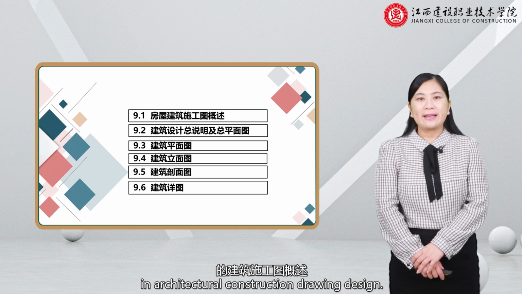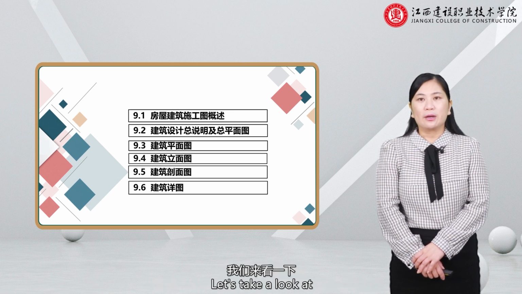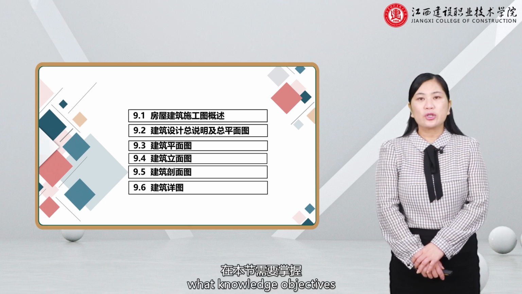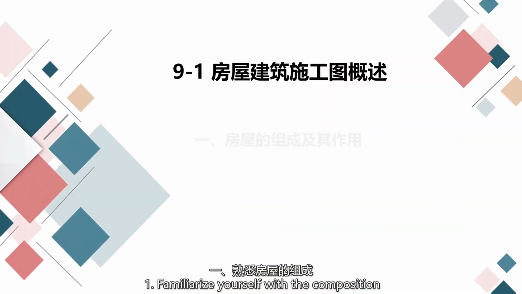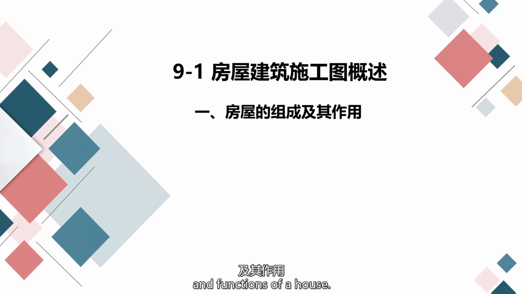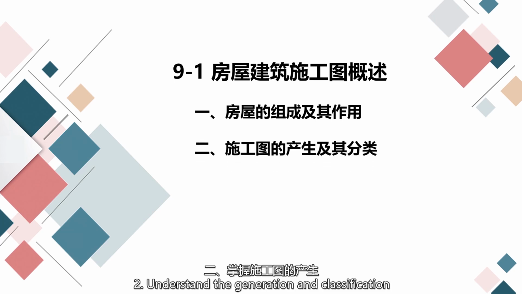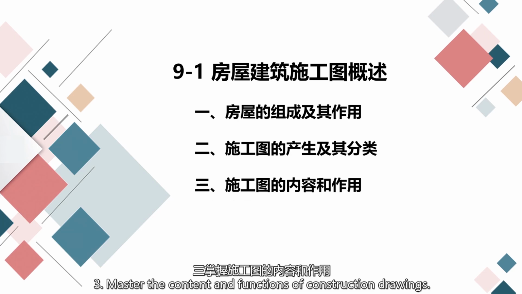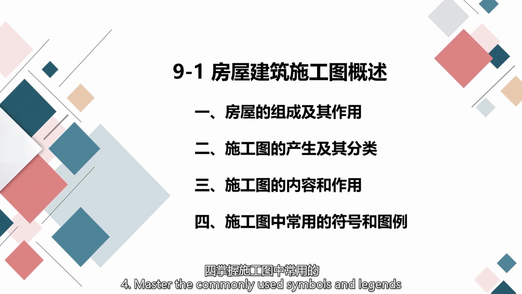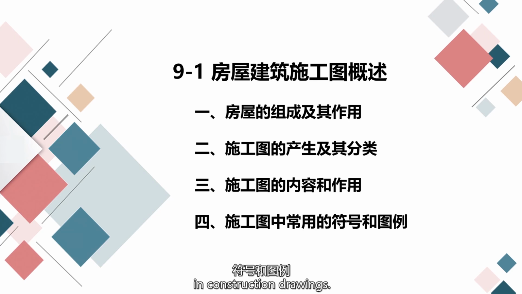In architectural construction drawing design, let's take a look at what knowledge objectives we need to master in this section. 1. Familiarize yourself with the composition and functions of a house. 2. Understand the generation and classification of construction drawings. 3. Master the content and functions of construction drawings. 4. Master the commonly used symbols and legends in construction drawings.